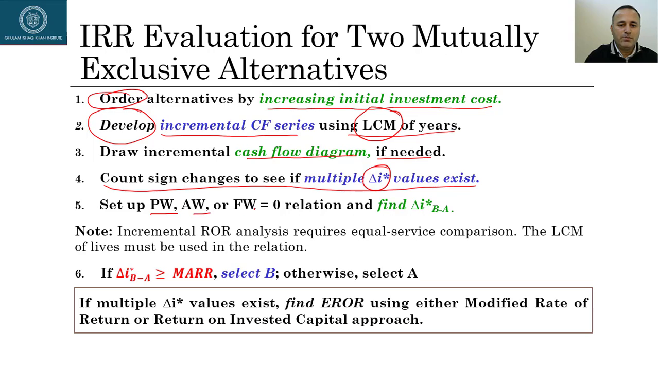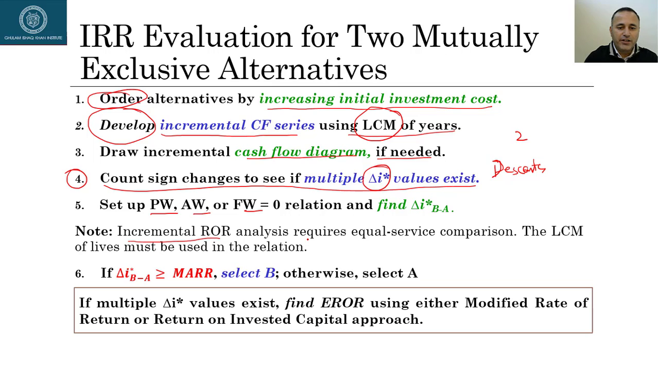Set up PW, AW, and FW equal to 0. This is how we define IRR. Step number 4 is Descartes' rule. If there are, let's say, 2 sign changes, there are up to 2 solutions. And if I'm saying solutions, it means that there may exist up to 2 IRRs. Then our task is actually to convert those 2 IRRs into a single IRR. We have already done that. That's not a big deal.